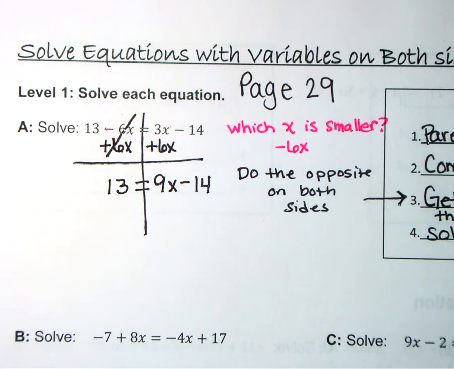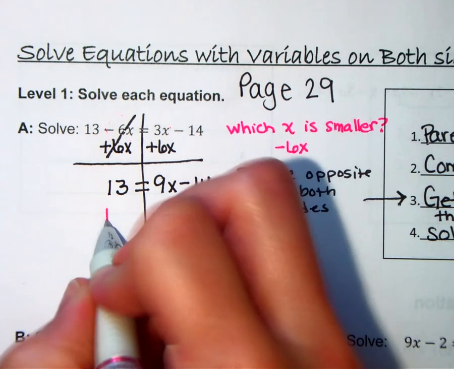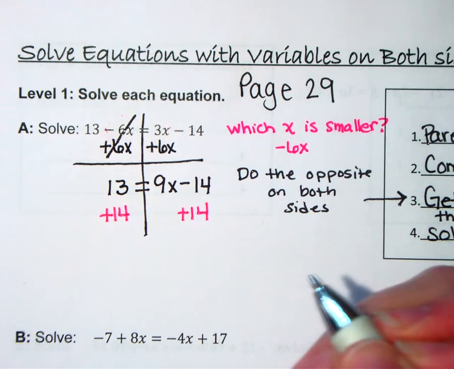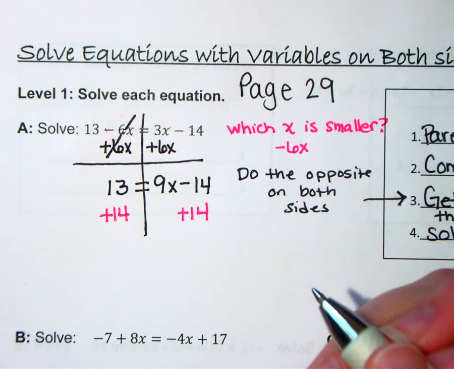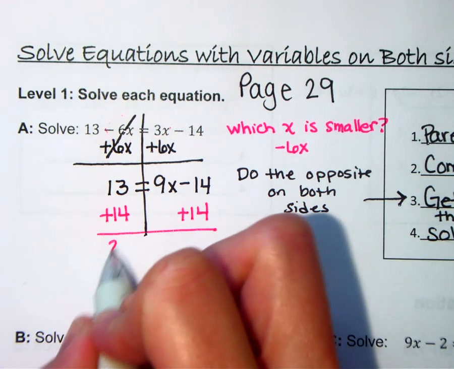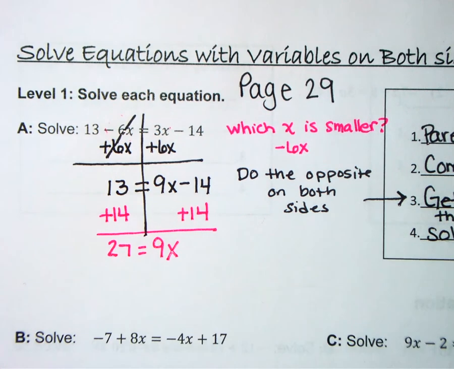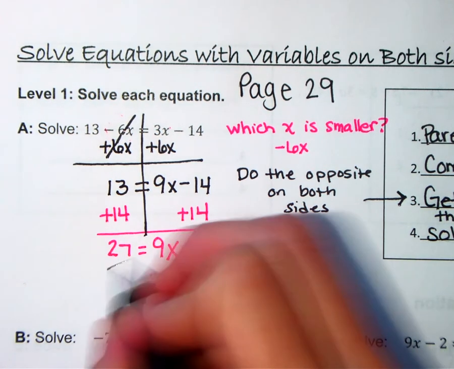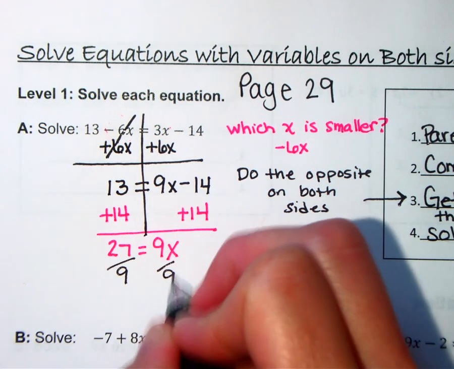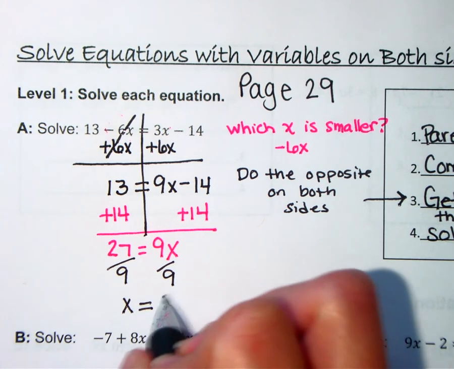And now I'm back to my two-step equation where I'm going to add 14 to both sides and then I'll divide. So we're right back to where we were in standard 2. We're going to get rid of that add subtract piece by the x. So that's 27. We'll divide by 9. So x equals 3.